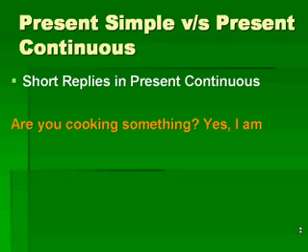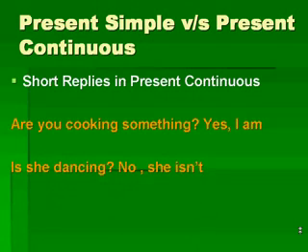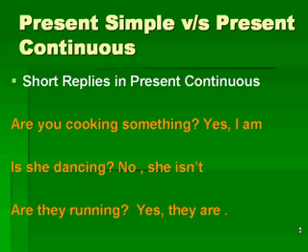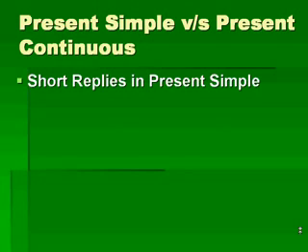So are you cooking something? Yes, I am. Is she dancing? No, she isn't. Are they running? Yes, they are. So you can see that am, is and are, three of them are the helping verbs of present continuous tense.